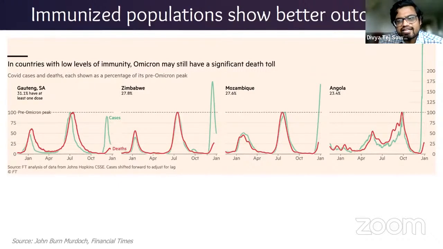And from whatever data is available so far from across the countries, the disease tends to be milder and the prognosis is better. But a word of caution again: high-risk individuals are still probably at equivalent risk when compared to the previous variants.